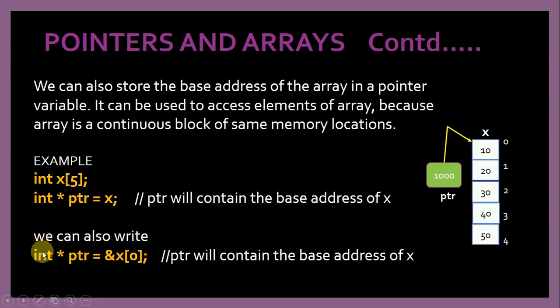And this command can also be written as int *ptr = &x[0]. x[0] is the first element of the array, so I can use the address-of operator with this element. It means the address of the first element, which is again 1000 in this case. So these two commands are the same. Whatever way you find convenient, you can use that command.